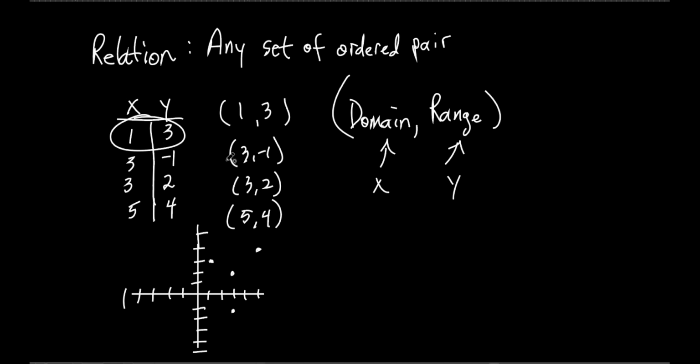So they could give you a table. They could give you a bunch of ordered pairs. They could give you a graph. All right. And they're going to ask you to find the domain and the range. Very, very easy. All right. Because the domain are just the what? The x values. And the range are the y values. But they want you to write it a certain way.